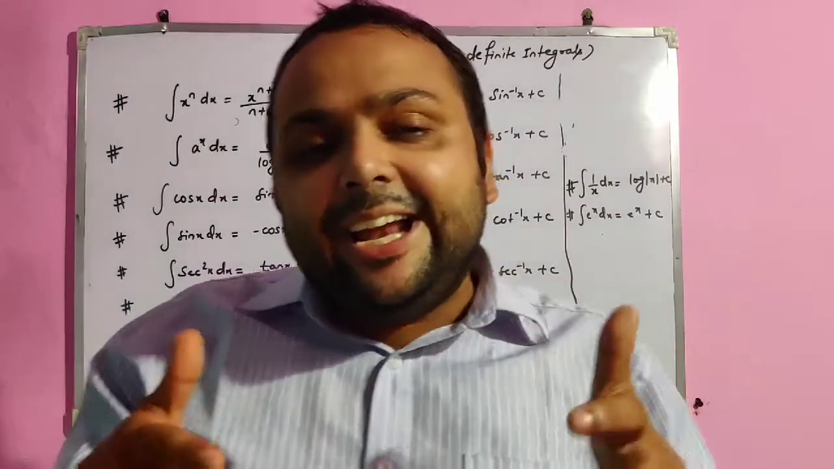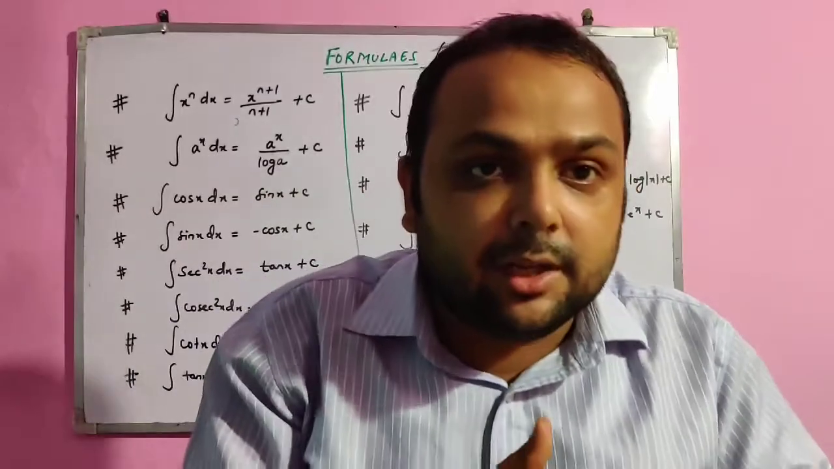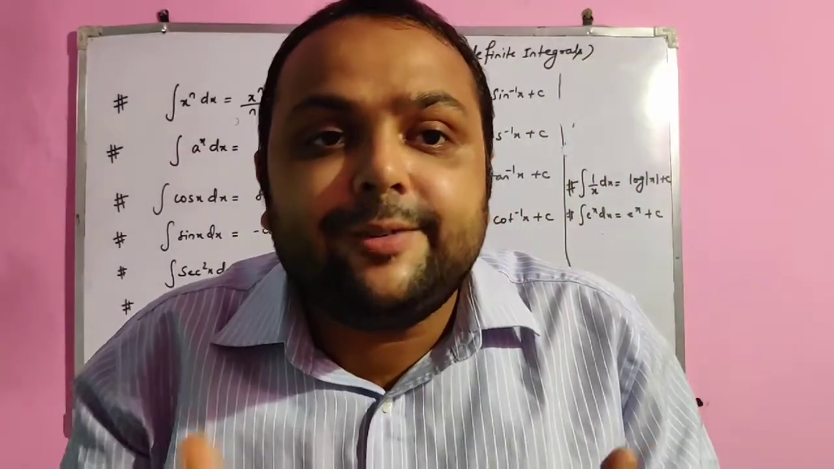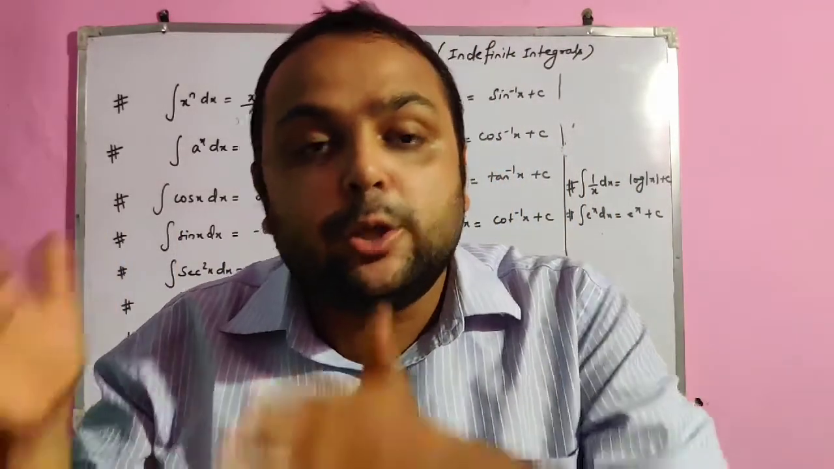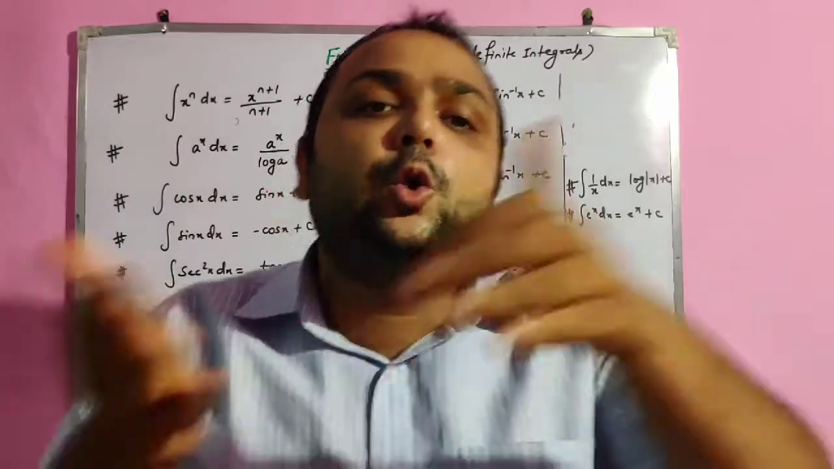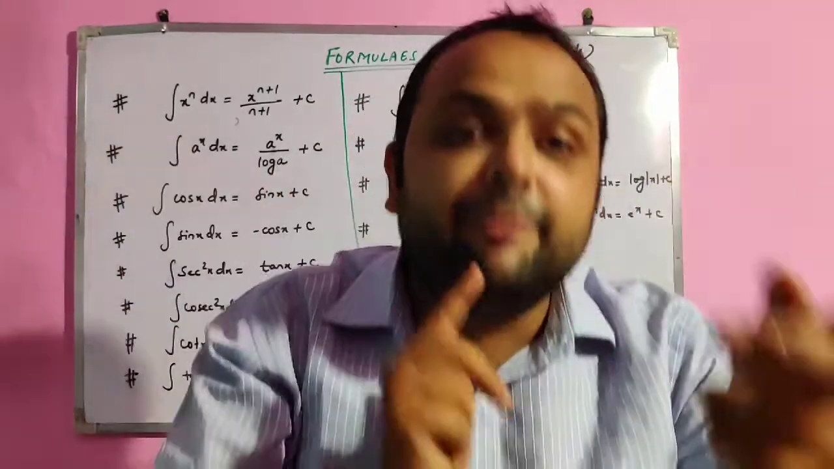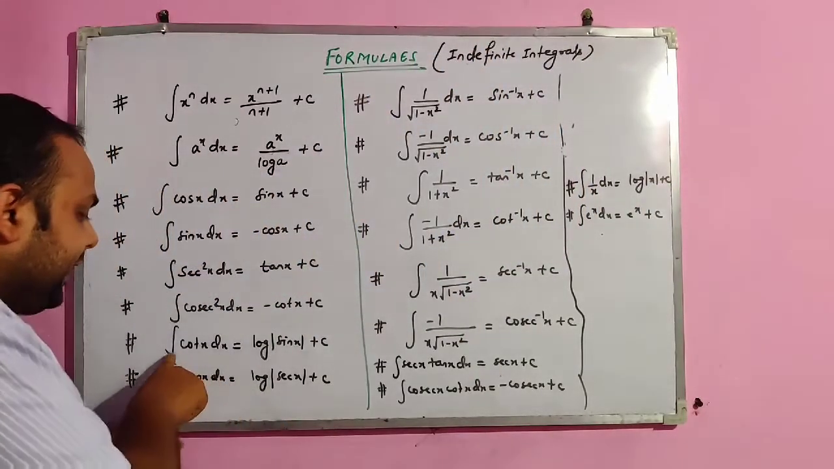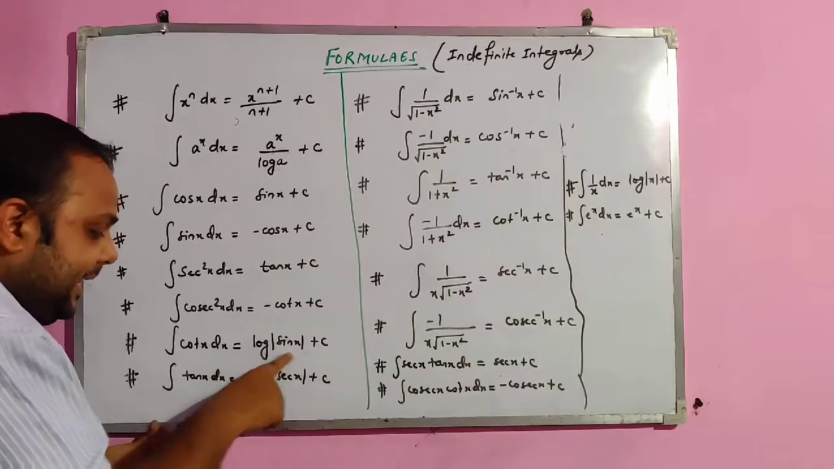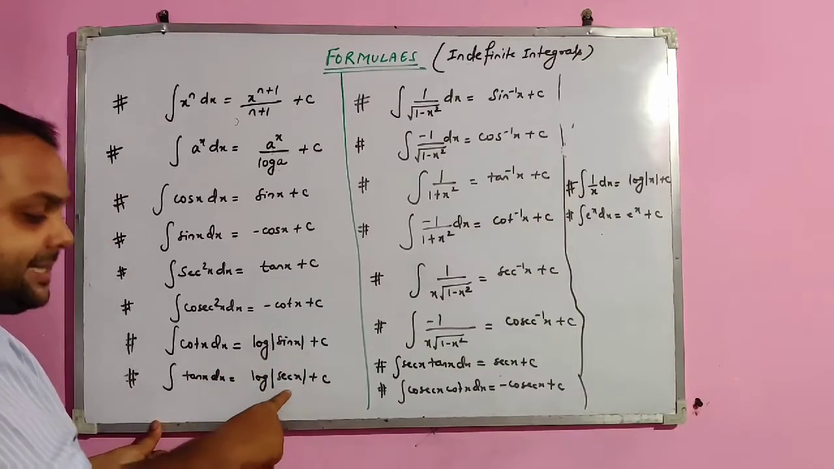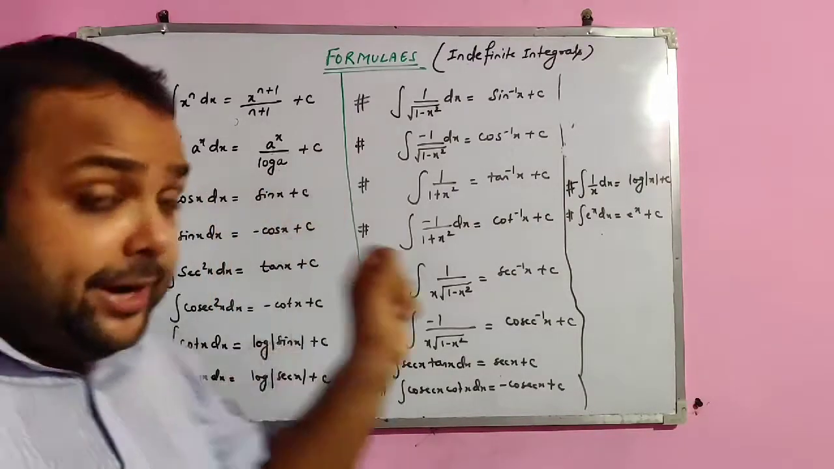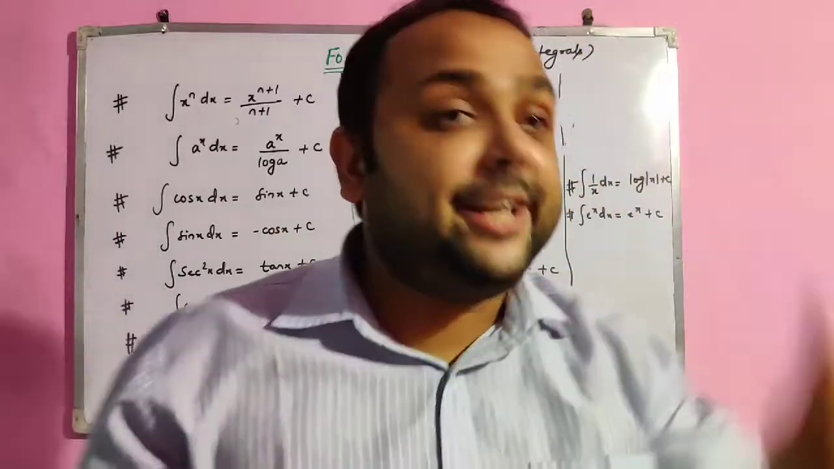All these are interrelated with differentiation. We all know the differentiation of tan x is sec square x. So the integration of sec square x is equal to tan x, just the opposite, just the inverse. Similarly, integration of cot x is log sin x, integration of tan x is log sec x, and plus c should be written because it is indefinite integrals.